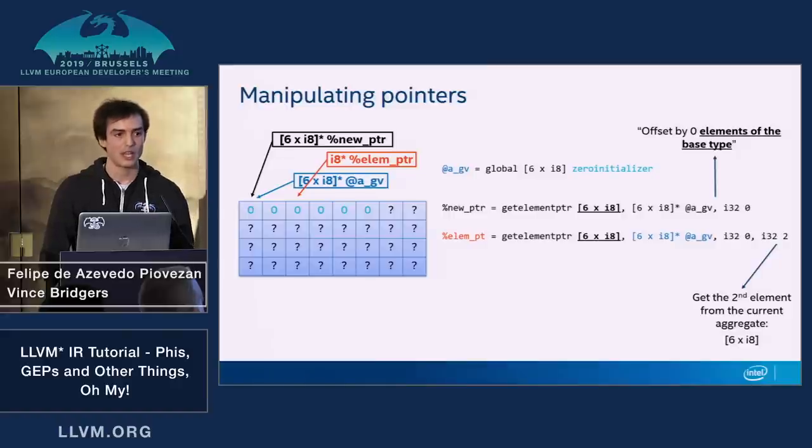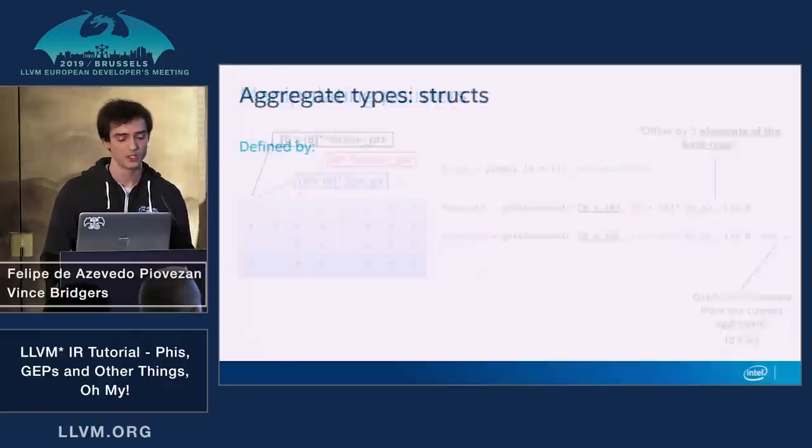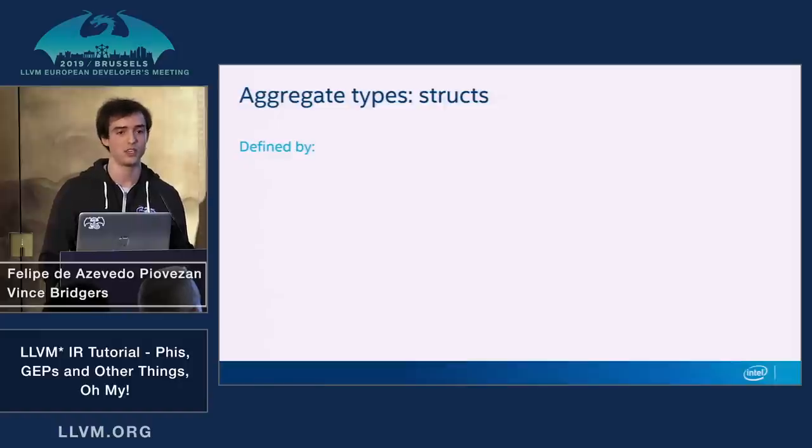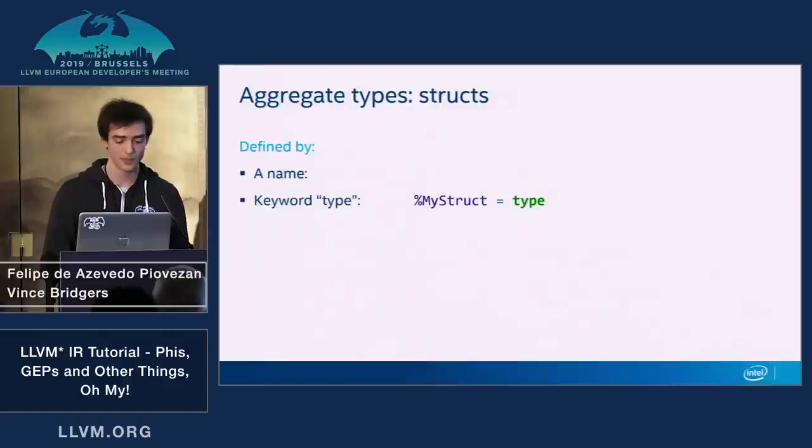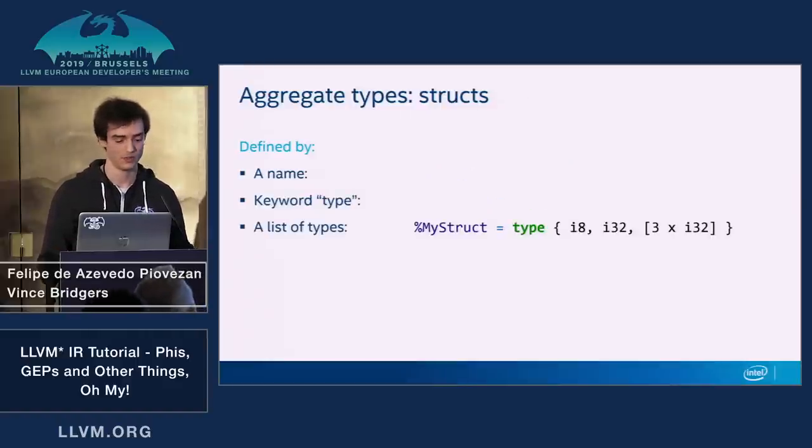GEPs, as I mentioned, can be used to look at aggregate types in general, but arrays are not the only type of aggregate we have, right? So let's look at structs and see how GEPs relate to them. To define a struct in the LLVM IR, you simply need a name. And here we're going to use the percent symbol, even though it can be put into the global scope. It needs the type keyword, and it needs a list of types. So here we're defining a struct that has a character, an integer, and an array of three integers.